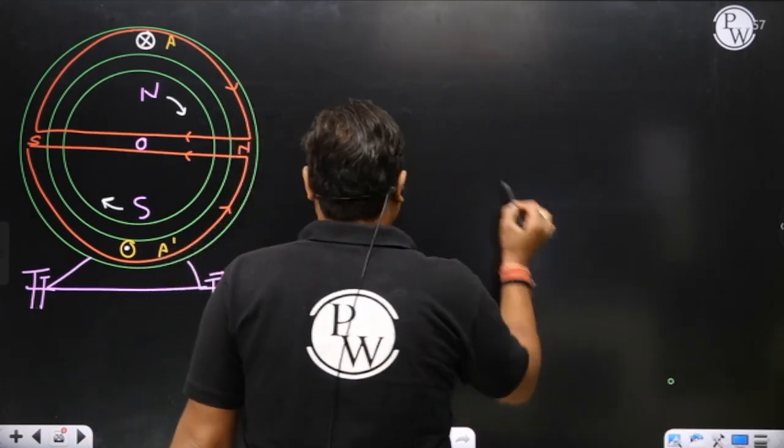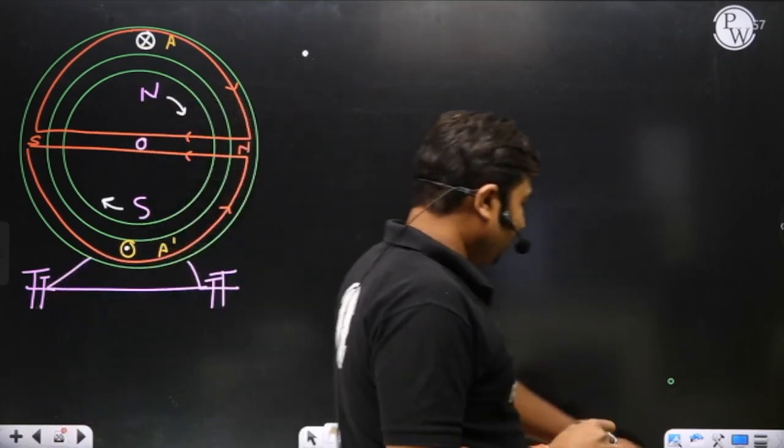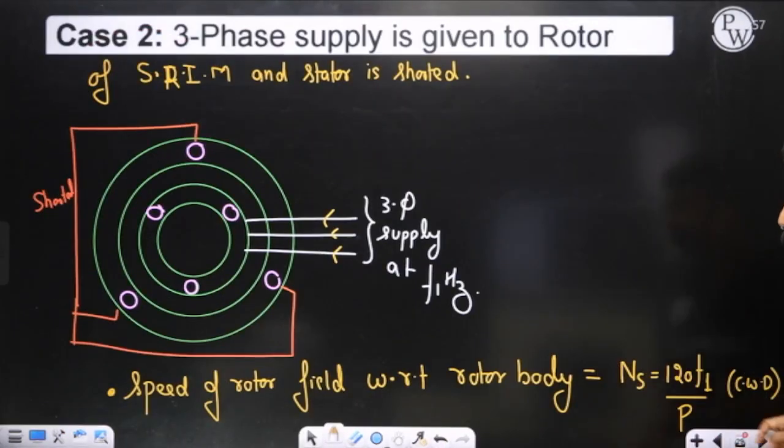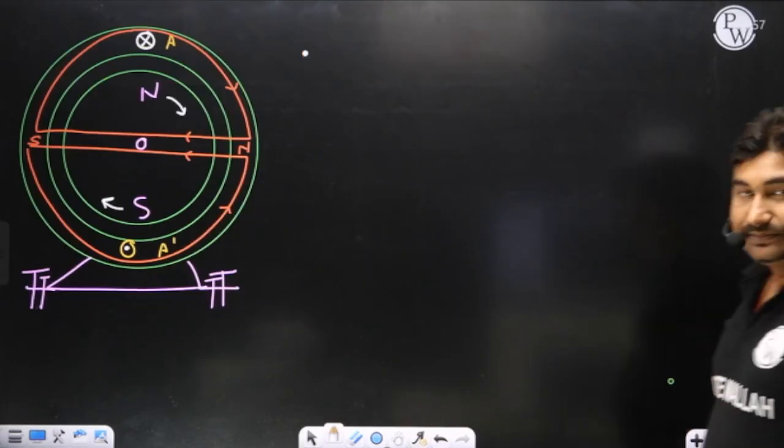So please see, I am writing here. Please observe here. Up to this part, I am hoping everything is clear. Speed of rotor field with respect to rotor body is Ns, that is 120 F1 by P. Is it okay? Yes, sir.